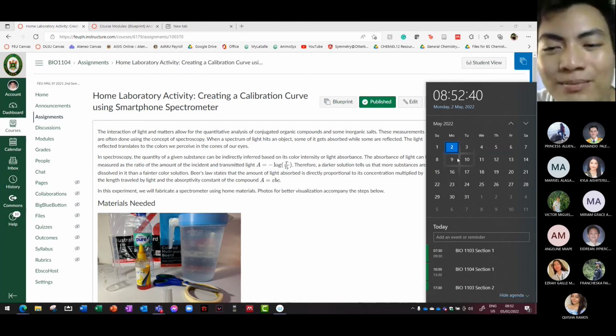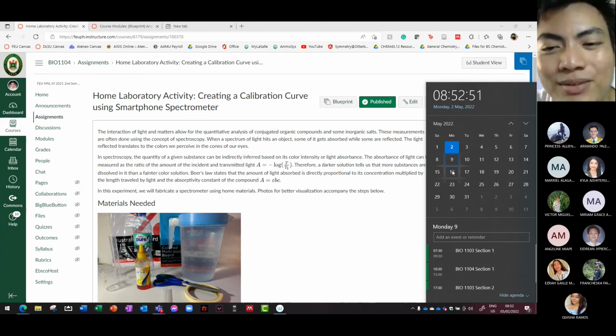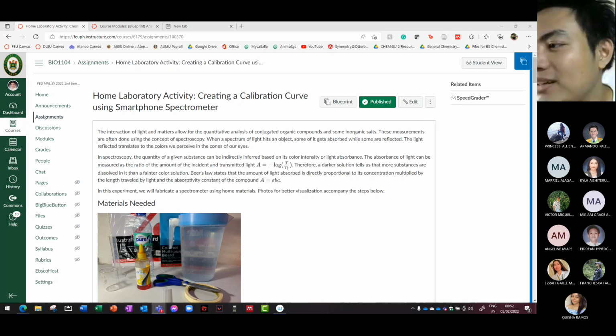We're almost at the end of Ana-Chem. Also, this will be our last synchronous session, kasi next week is asynchronous na tayo and election day. So that's our lesson for today.